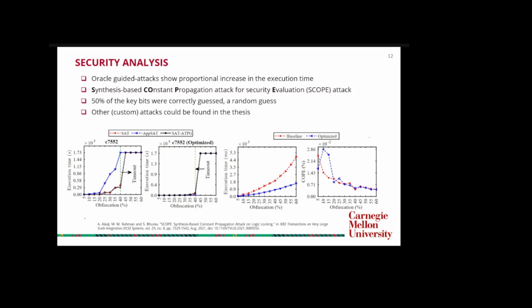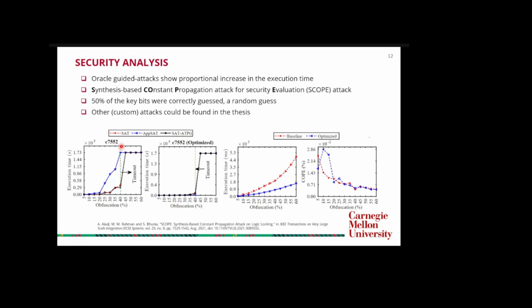In these two panels, on the left side we have the Oracle-guided attack, which is the SAT attack, and we execute three different flavors of it. One is the traditional SAT attack, one is the AppSAT, and one is the ADPG-guided SAT attack. So let's see what happens. On the x-axis, we have the obfuscation level. If we increase the obfuscation level, the number of reconfigurable elements will increase. And we can see that the execution time of the SAT attack is increasing.